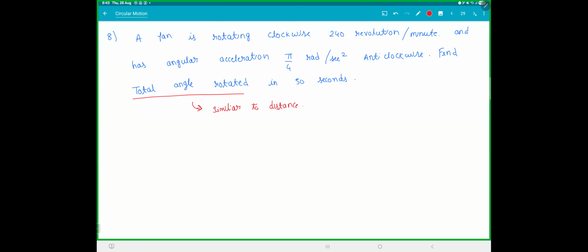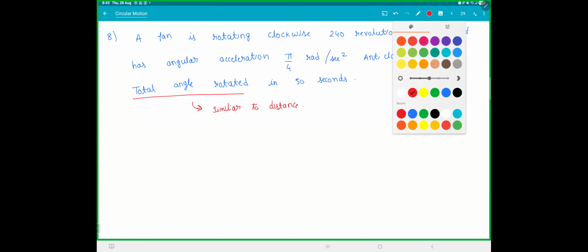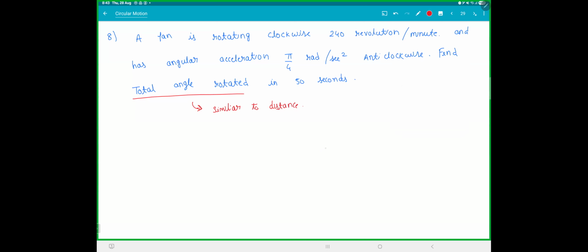Now see, this question, trying to do it in circular motion actually becomes a little difficult. Why? Let's try to draw a picture, you'll understand. First it is rotating clockwise, then it stops, then it rotates anti-clockwise. So this is how I have to draw.